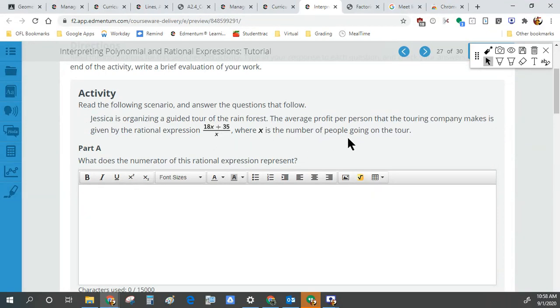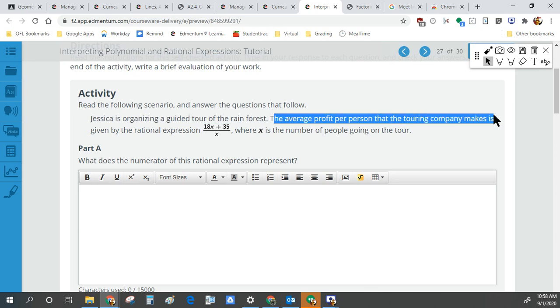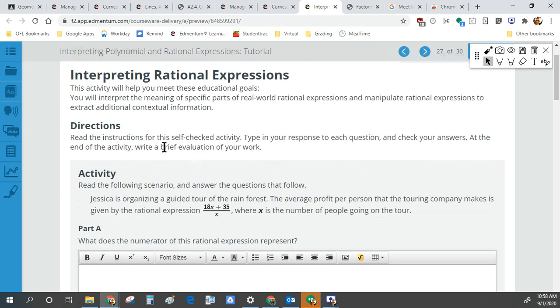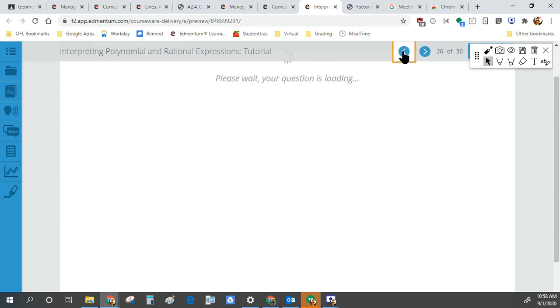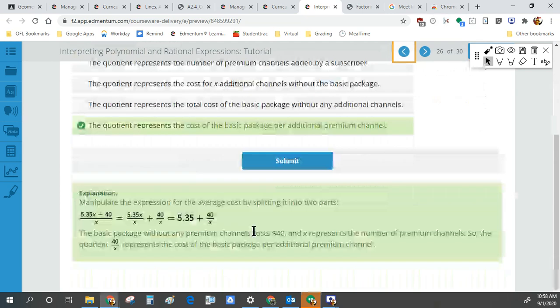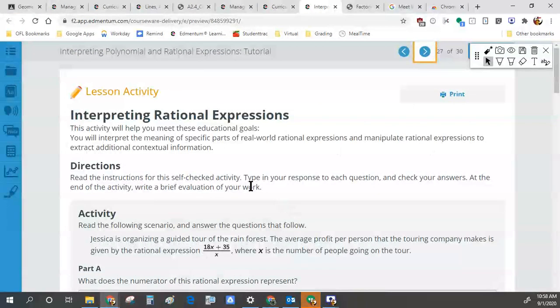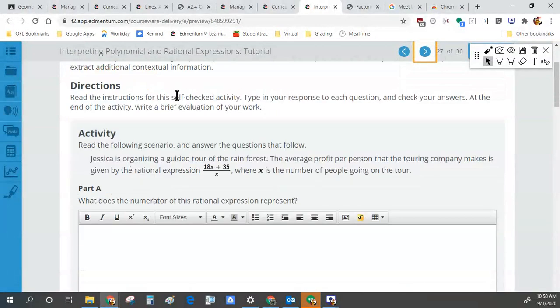Where X is the number of people on the tour, is the profit she's getting. Organizing the guided tour of the rainforest, the average profit per person she gets is this. So I'm assuming that this 35 is something that she's already getting paid. I feel like we're missing something here. Usually they build up on stuff, but I don't know what's going on here. They're missing some information somewhere.